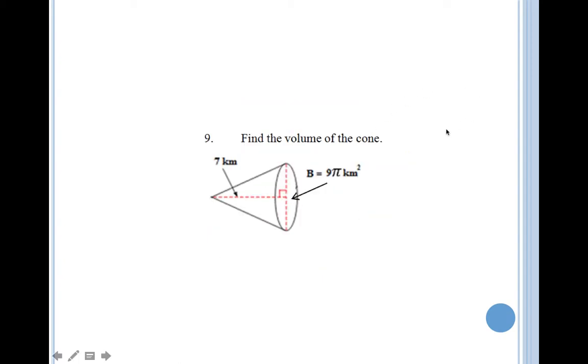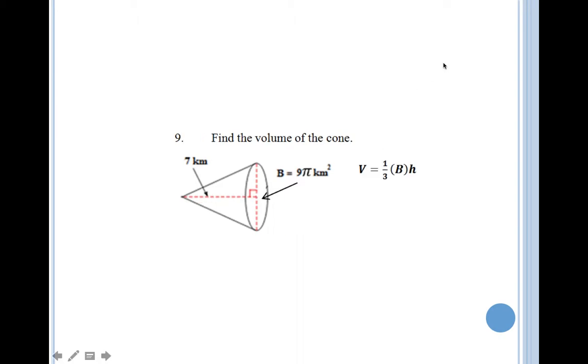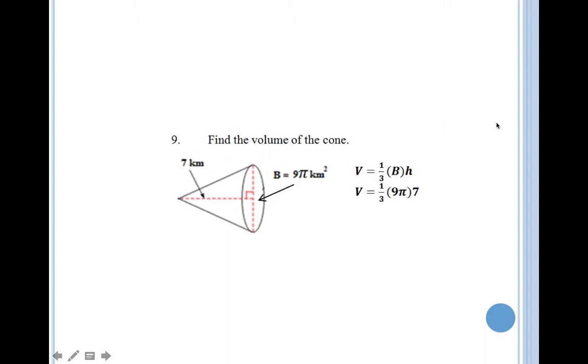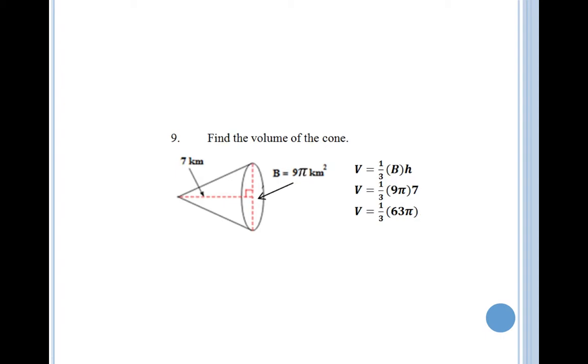Number 9, find the volume of this cone. The thing I love about this, big B, that means the area of the base is already given to you. That's one less thing you have to do. I love this. So, general formula, V equals 1/3 area of the base times the height. The area of the base is 9 pi, so I'm going to plug that in here, and my height is 7. So what I'm going to do first is I'm going to multiply 9 times 7. That gives me 63, and I have that pi. I'm just bringing it down.